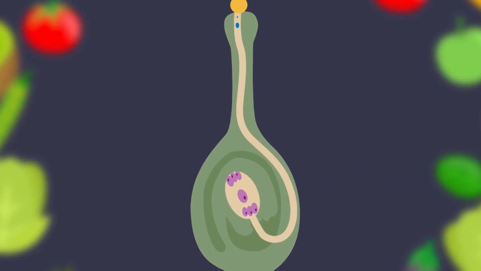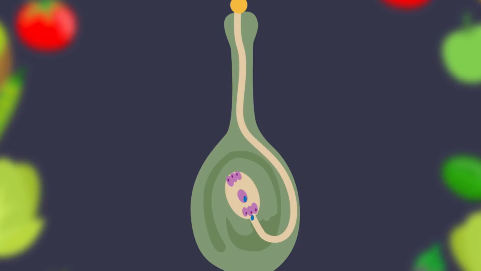The male sex cells travel from the pollen grain down the pollen tube to the female ovule. Here, one male sex cell fuses with the female egg, fertilizing it. This develops into a seed. The other male sex cell attaches to 2 cells in the embryo sac, forming an endosperm. This provides the starchy food for the seed to grow.